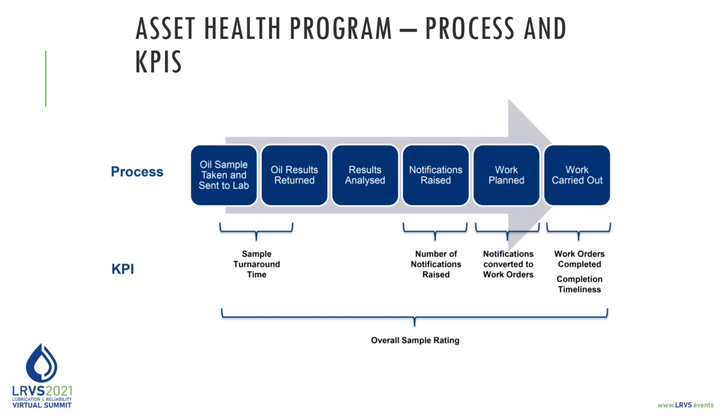And then thirdly, is notifications converted to work orders for the planned work. That's important as well. And maybe if those work orders are actually completed, and a completion timeliness, so the work is actually carried out. Now we're starting to understand how key performance indicators work. Right in this example there's 4 of them, but we're using oil analysis just for that.